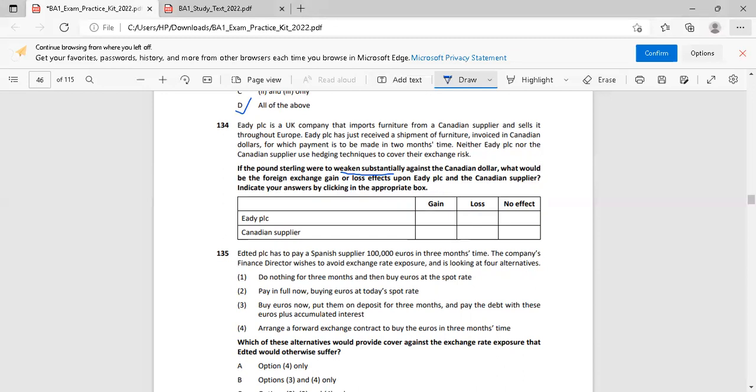The pound sterling has weakened. It indicates that they have imported, and they will have to pay in sterling. So since the sterling has weakened, now when they have to pay the Canadian supplier in dollars, because the sterling has already weakened, they will end up paying more as against the dollars. So it will be a loss.